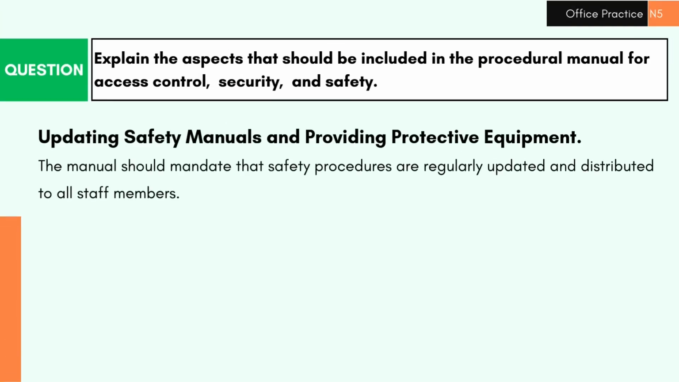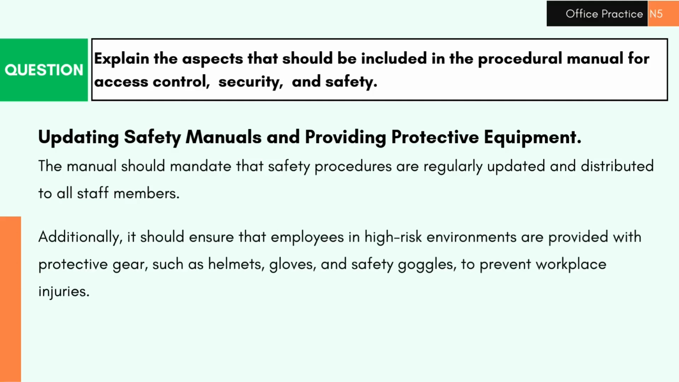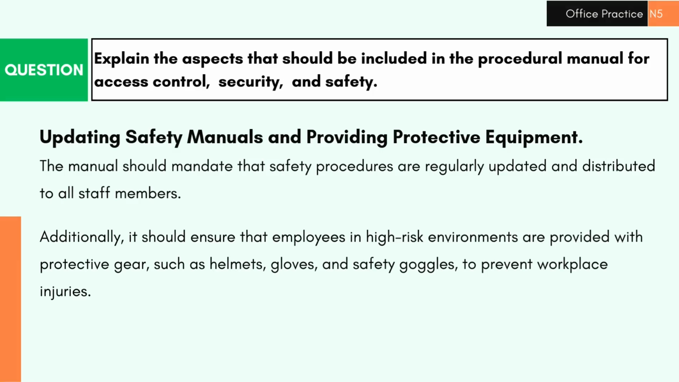9. Updating safety manuals and providing protective equipment. The manual should mandate that safety procedures are regularly updated and distributed to all staff members. Additionally, it should ensure that employees in high-risk environments are provided with protective gear, such as helmets, gloves, and safety goggles, to prevent workplace injuries.